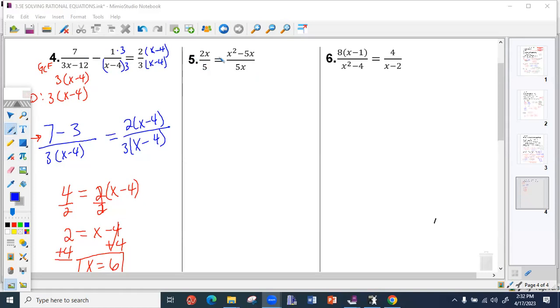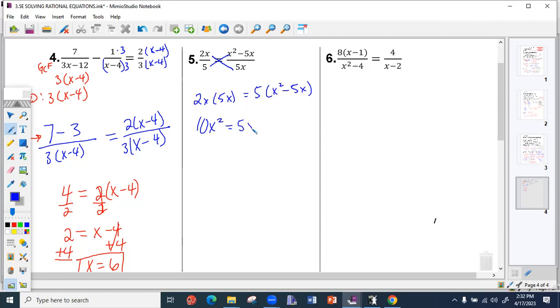Notice here how on each side we only have one fraction. The beauty about this is that because there's only one fraction on each side, we actually can cross multiply. So we cross multiply 2x times 5x equals 5 times x squared minus 5x. What I end up with here is 10x squared equals 5x squared minus 25x.